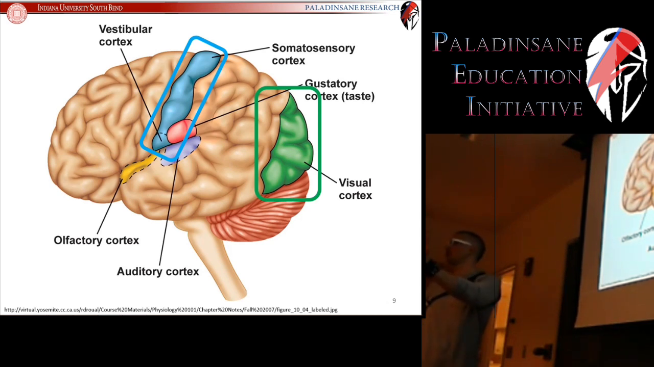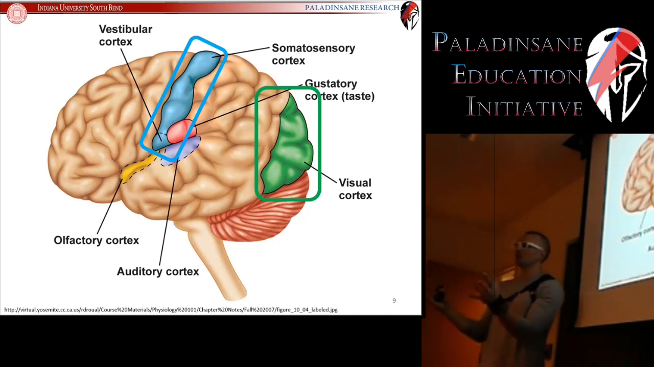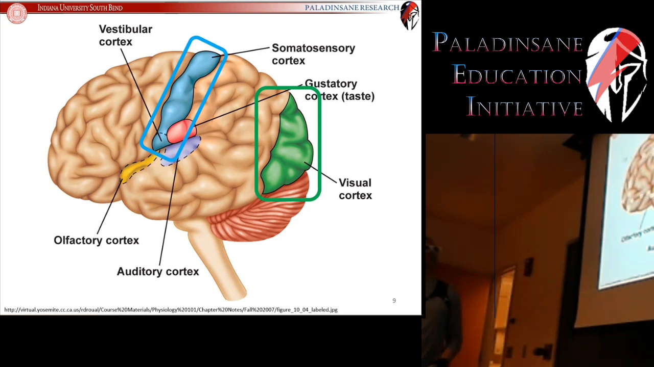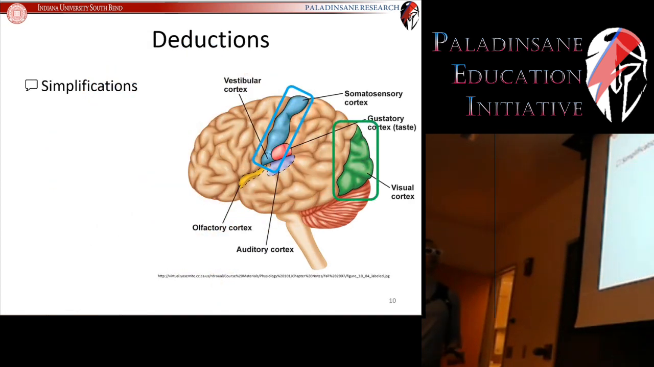Is that a massive oversimplification? Absolutely. Are there like 1 billion regions in the visual cortex? Yes, there are. Are there 1 million regions in the somatosensory cortex? Yes, there are. But for our purposes of making deductions, we don't have to go down to the nitty-gritty. Go to a simplification level where it makes sense to your mind and you don't get caught up in those little details. All right, so we've got a visual cortex, we've got a somatosensory cortex.